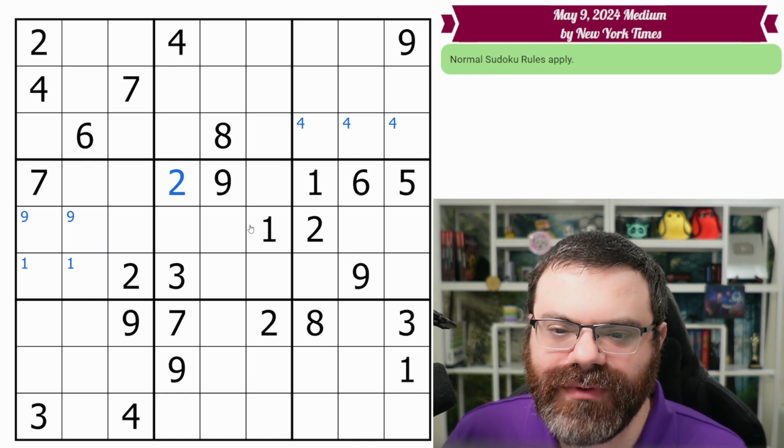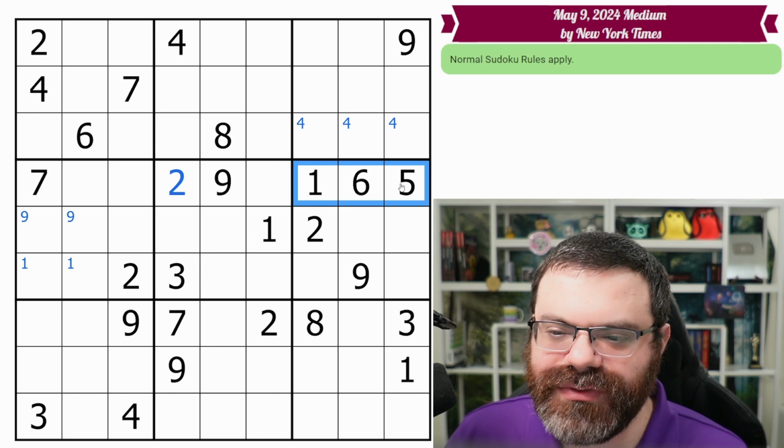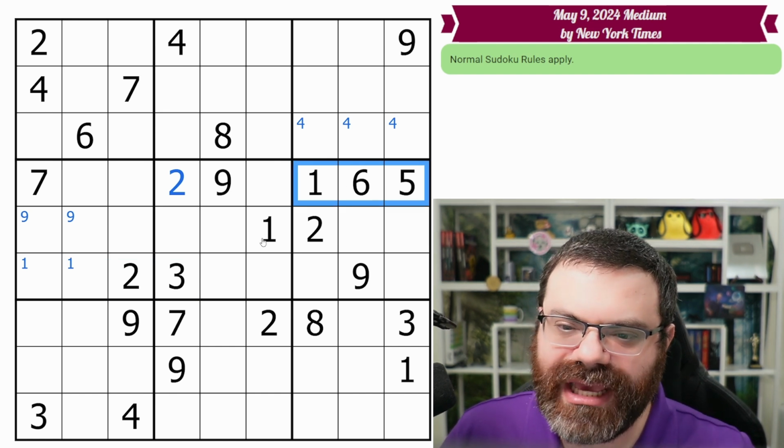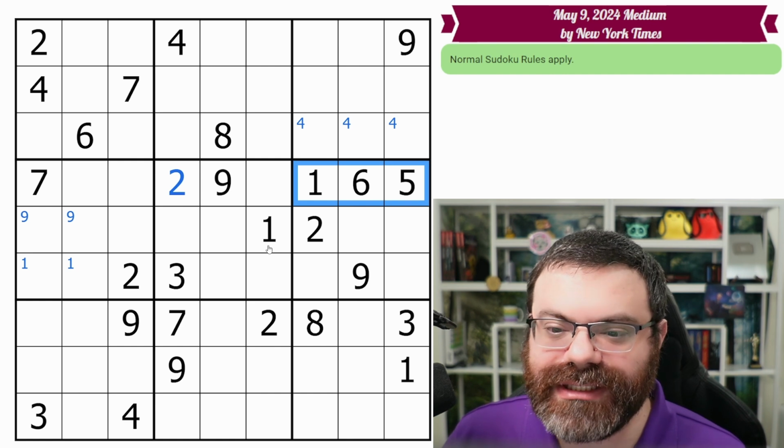Now, before we move on, we want to look for filled box rows, and we do see one over here, this 165. So what we want to do is we want to do a special scan for this, which I call virtual buddy scans.